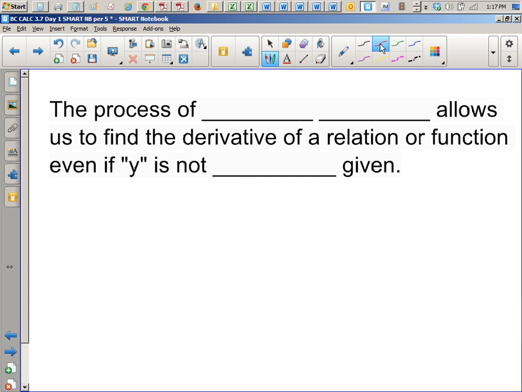Okay, so the process is called implicit differentiation. And the process of implicit differentiation allows us to find the derivative of a relation or function even if y is not explicitly given. So if y is not explicitly stated, if it doesn't say y equals blah, blah, blah, and y is not isolated, we can still find the derivative using implicit differentiation, which is the topic of the day.